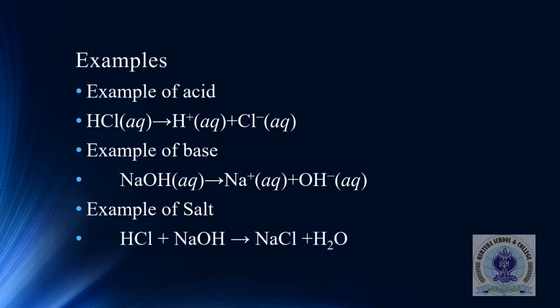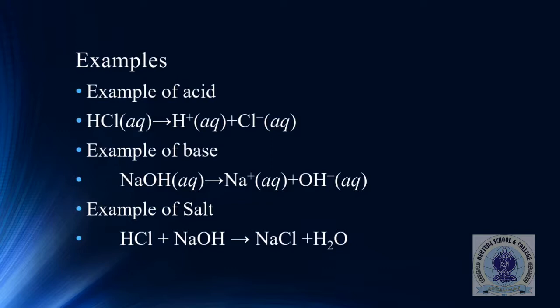Now salt, as we defined, can be defined as a substance that is formed as a result of the neutralization reaction of an acid with a base. Here, according to the above examples, we know that HCl is an acid and NaOH is a base. So when HCl reacts with NaOH, we get NaCl along with water. Here, NaCl is a salt formed as a result of the neutralization reaction of HCl and NaOH.